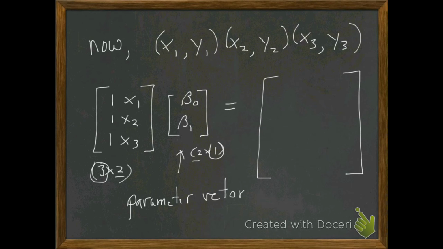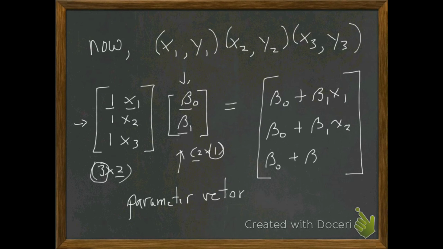Well, using linear combination, we're going to take the first entry times the first entry plus the second entry times the second entry. Then we're going to concentrate on this row, this column. So we're going to take beta 0 plus beta 1 x2. And of course here we're going to have beta 0 plus beta 1 x3.